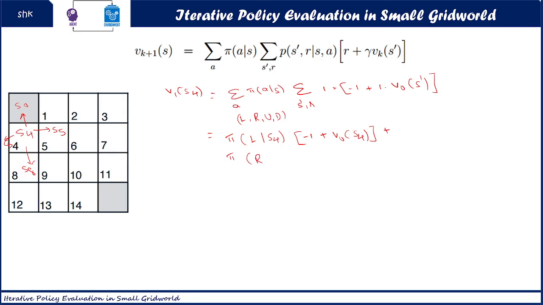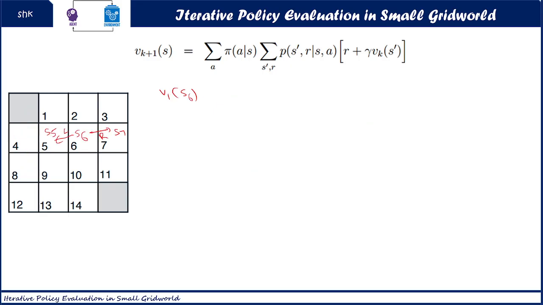the probability of taking the right action from the S4 state. The reward is -1 plus, what is the state transition we are going to have towards the right action from S4 to S5. So that will give us V0 of S5 plus, now we'll take the upward action. So the probability of the upward action from the S4 state, the reward is -1. The transition, we are going to have on the right side S7 state, upside S2 state, downside S10 state.